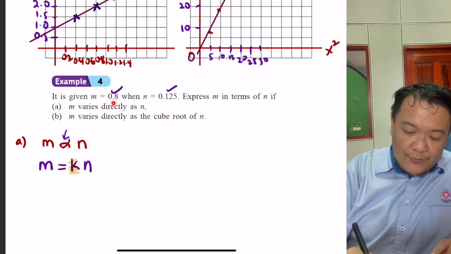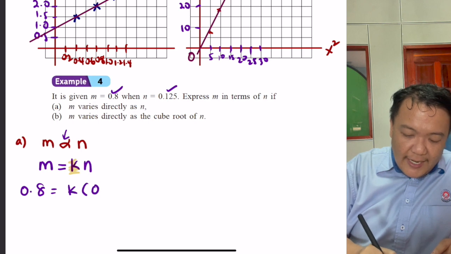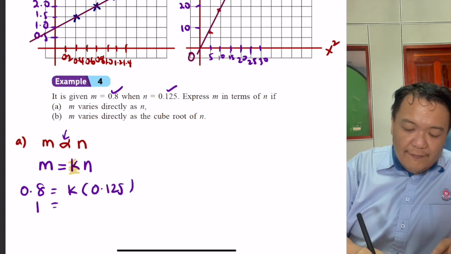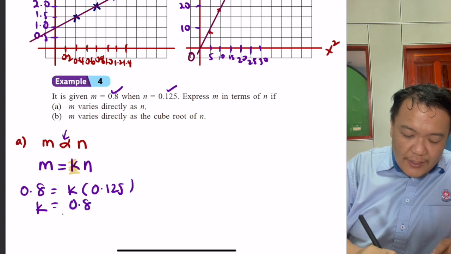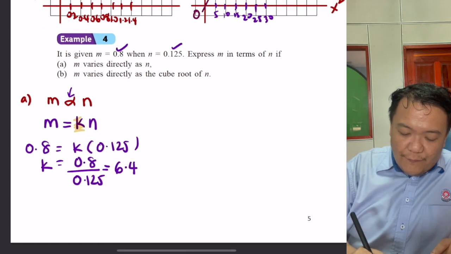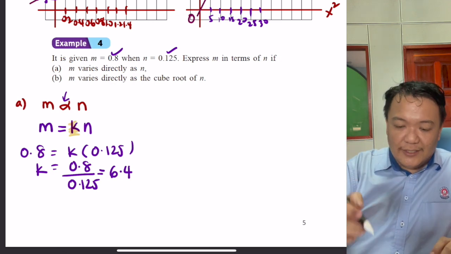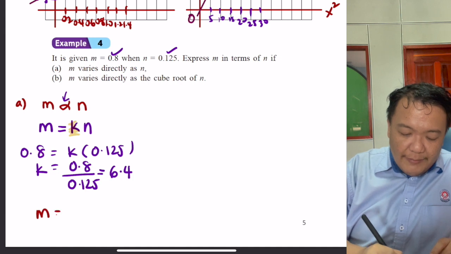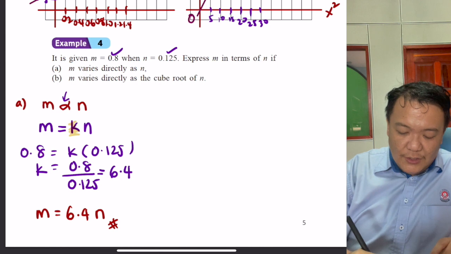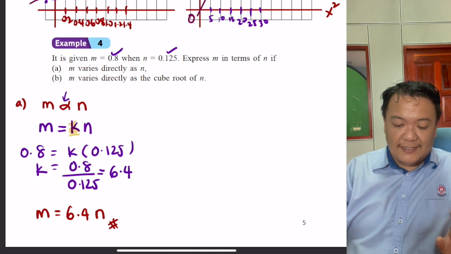So from here you know that m is 0.8. So 0.8 equals k times n, where n is 0.125. So k equals 0.8 divided by 0.125, and your answer is 6.4. Then you change back the value of k into the previous equation, so it becomes m equals 6.4 n. So this is your answer. So m varies directly as n.